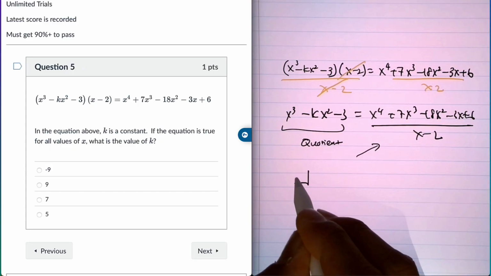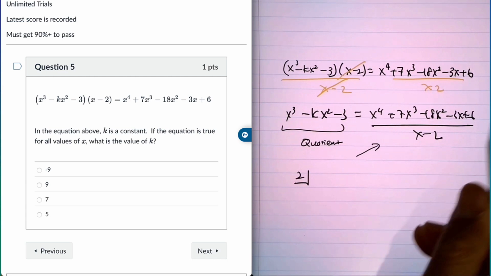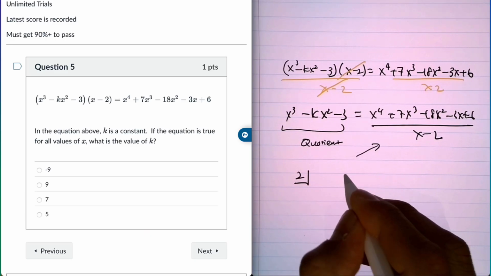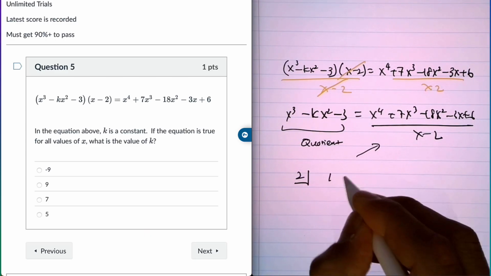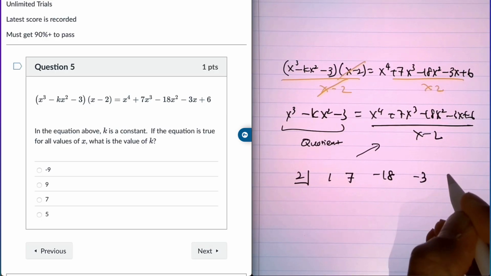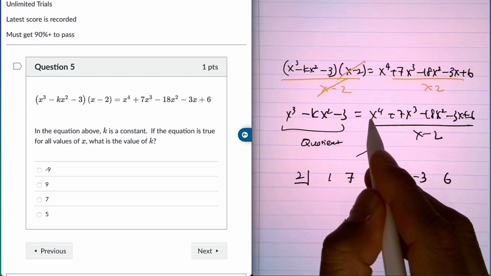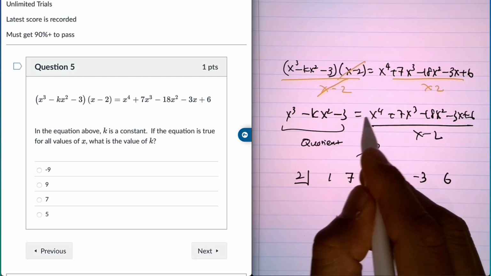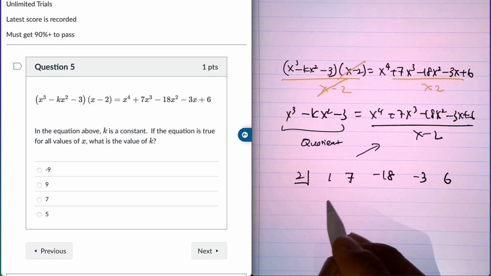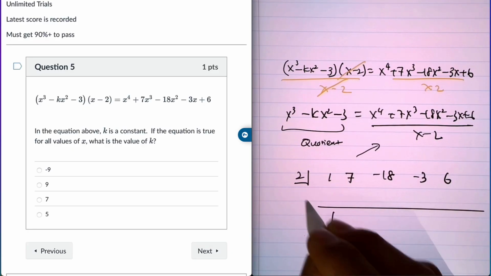On the upper left corner, we put 2. And we're going to put the coefficients of this polynomial in the numerator. You put 1, 7, negative 18, negative 3, and 6. Again, you take out the coefficients. The 1 here is an implied 1. Then 7, negative 18, negative 3, and 6. And then you're going to drop down the very first number by default.